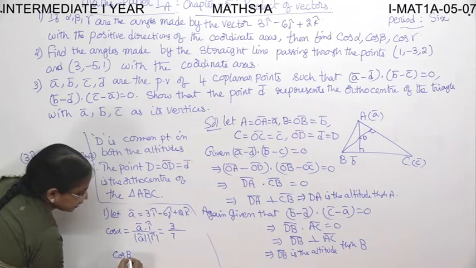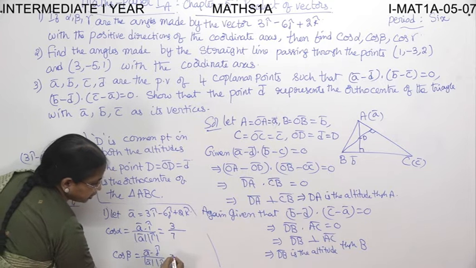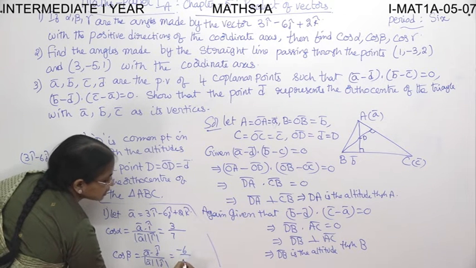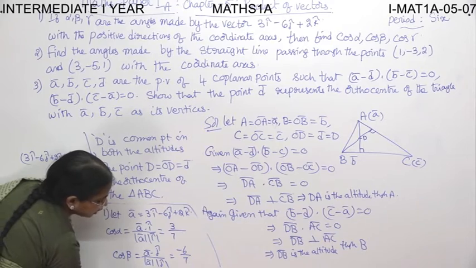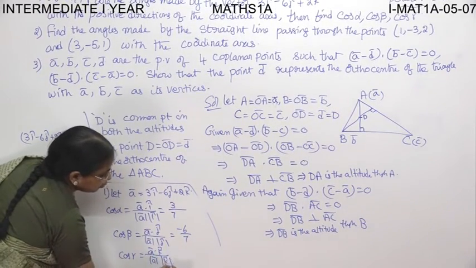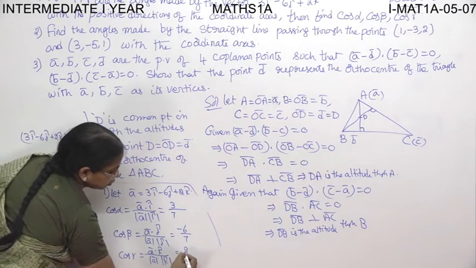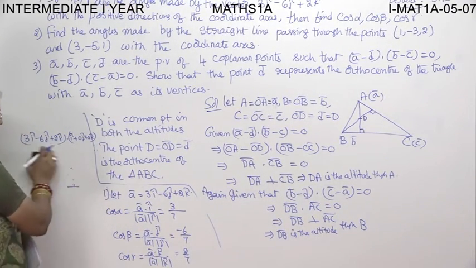Similarly, cos beta is equal to A dot j by mod A into mod j, so that will be minus 6 by 7. And then cos gamma is A dot k by mod A into mod k, so that will be 2 by 7. So these are the angles, so directly we can write like this.